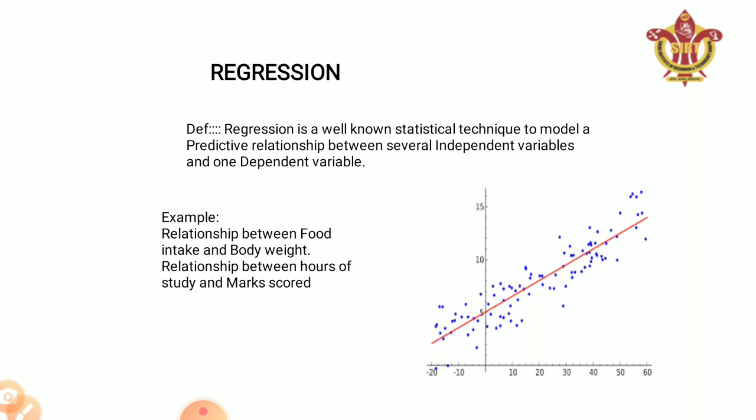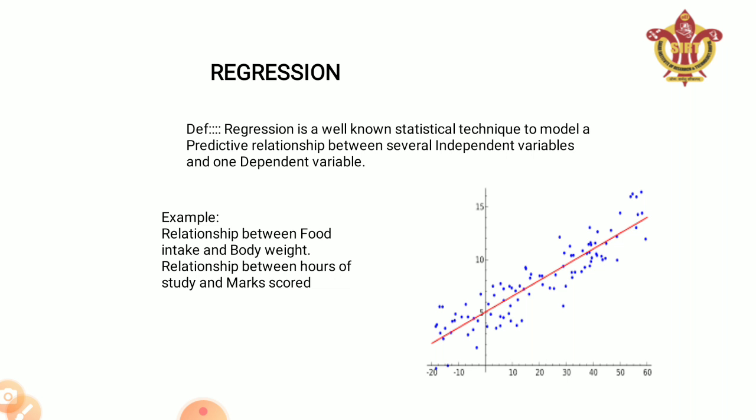If we consider this example of food intake and body weight, it is pretty clear, I hope, that food intake is an independent variable and body weight is a dependent variable. Why? Because body weight depends upon the food intake we take. The more food intake we take, the more will be the body weight, and the less food intake, the body weight will automatically decrease. So body weight is the dependent variable and food intake is the independent variable.